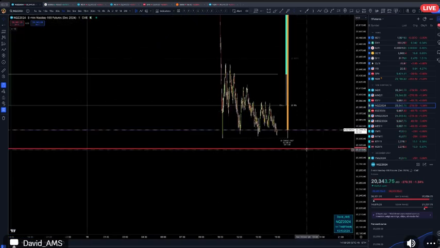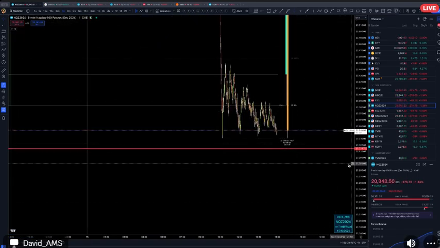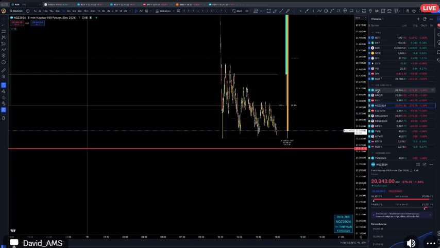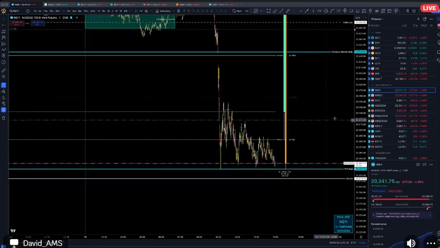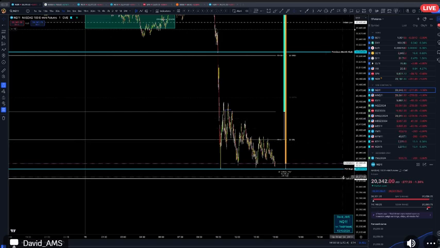And that's what I posted in the Discord earlier. I think these levels that I was watching. Is it 314? Or did I delete it? Yeah, 314 sell side. Yeah.